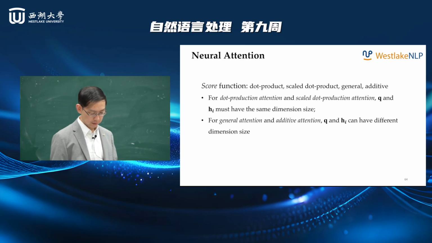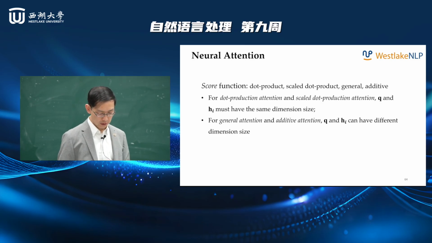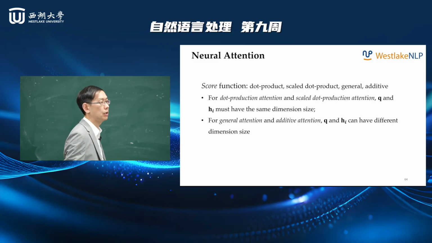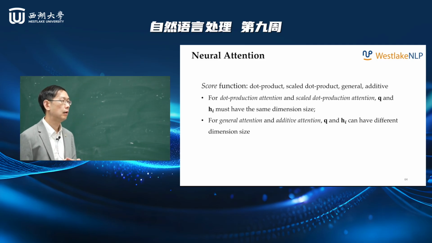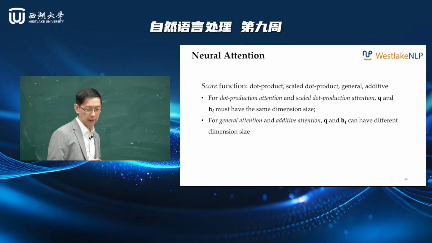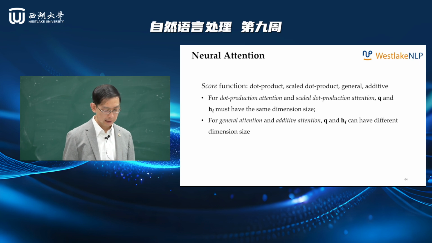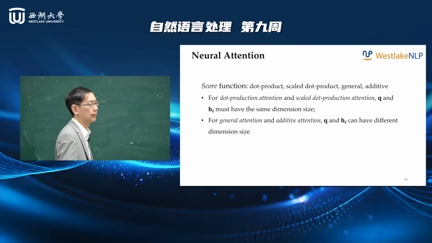So dot product attention and scaled dot product attention require the same dimension size for Q and H. General attention and additive attention don't require this. And they introduce some additional model parameters to allow training of the scoring.